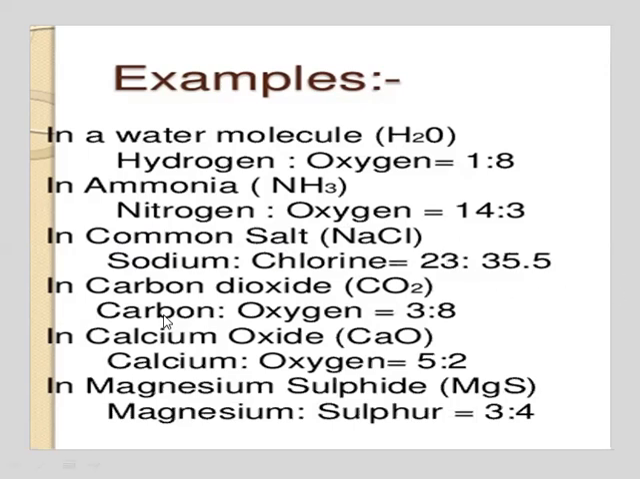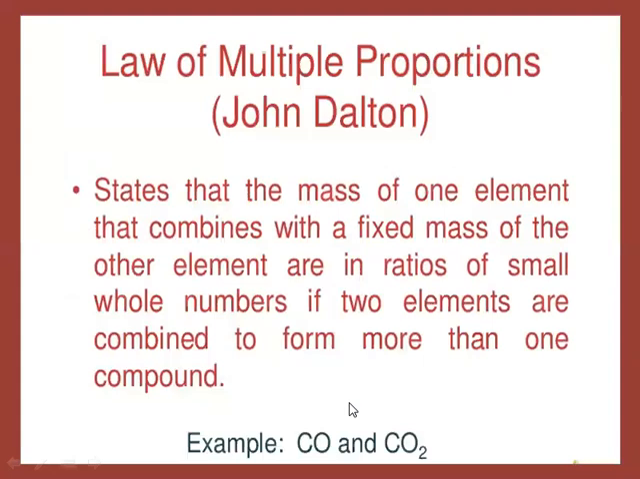23:35.5. Carbon dioxide gas is formed as a result of combustion of various substances. The gas is a compound formed of carbon and oxygen, which have masses in the ratio 3:8. Calcium oxide is a compound of calcium and oxygen where the elements are in the ratio 5:2 by mass. Finally, in magnesium sulfide, the ratio is 3:4.